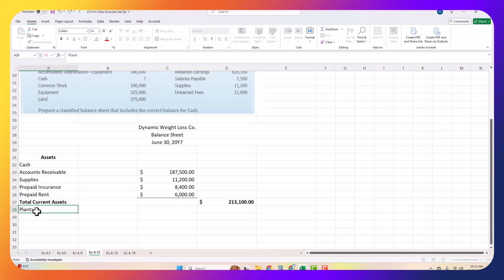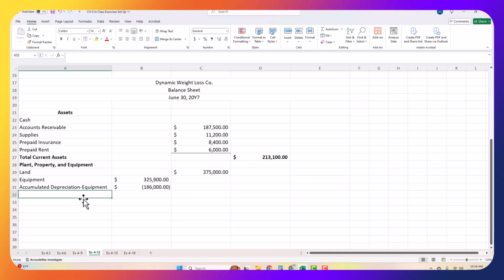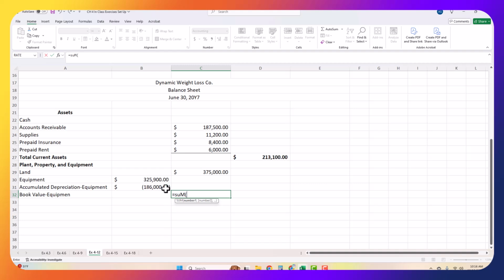plant, property, and equipment, PPE, which is different from COVID PPE. All right. So in our plant, property, and equipment, we have land. Remember, that doesn't depreciate, 375,000. And we have equipment, which does depreciate. The purchase price of that gross equipment was 325,900, and then we have accumulated depreciation, equipment, and that is 186. So we're going to get book value equipment by adding the accumulated depreciation, which is negative, with the equipment, and our book value is 139.9 on this equipment.